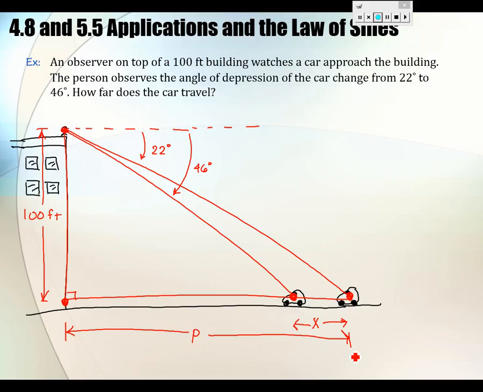Yeah, this one here, is that what you're looking at? It is 44. I think I agree with that. 44, that is good. You may want to label some other angles in this picture if that helps. This is 22. And this is 46.